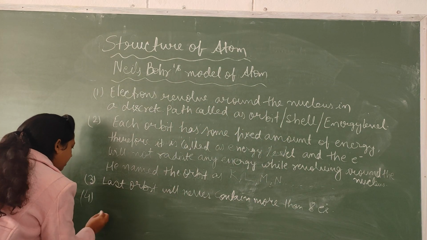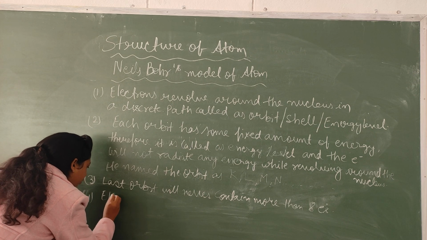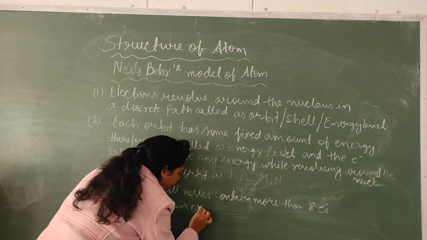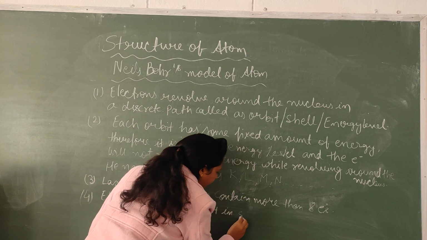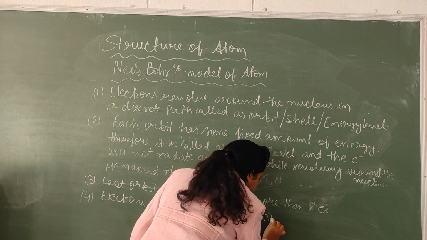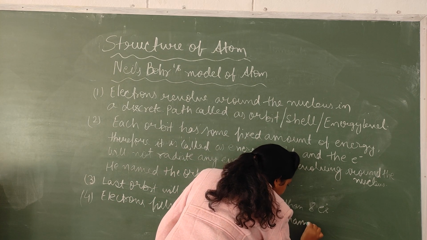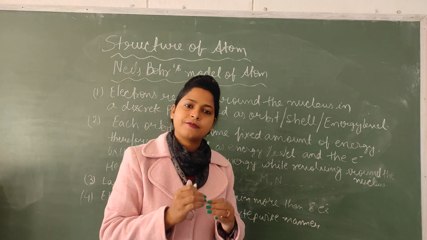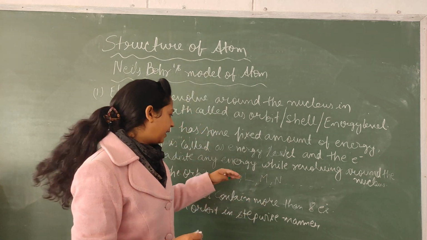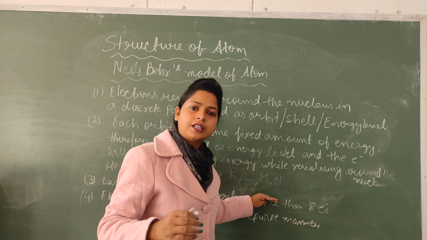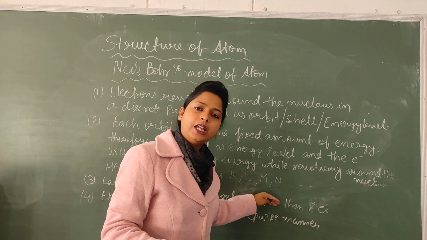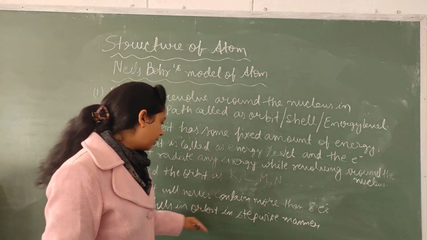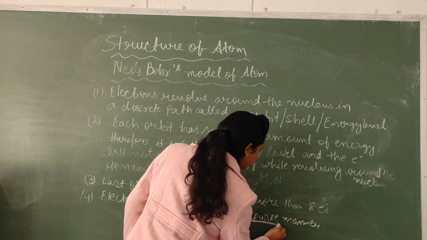Now one more postulate is there. Electrons fill in orbits in a stepwise manner. Stepwise manner means the inner shell fills first, then the outer shell. पहले K शेल फिल हो जाएगा, तब एटम के इलेक्ट्रॉन L में जाएंगे. L फिल हो जाएगा तब M में जाएंगे. ऐसा नहीं कि पहला K गया फिर L चला जाएगा. ठीक है? Means the electrons fill in orbits in a stepwise manner.